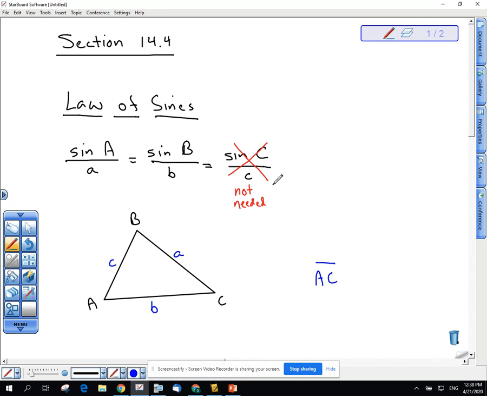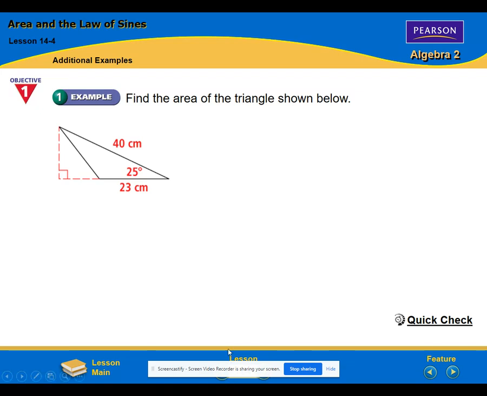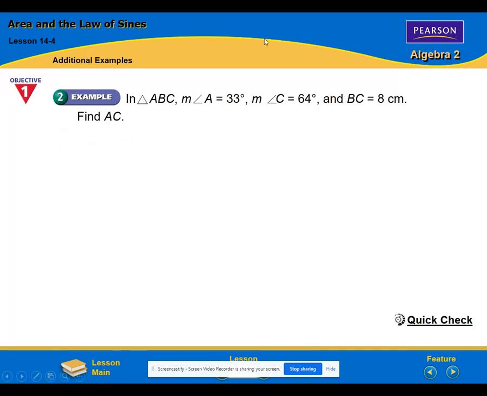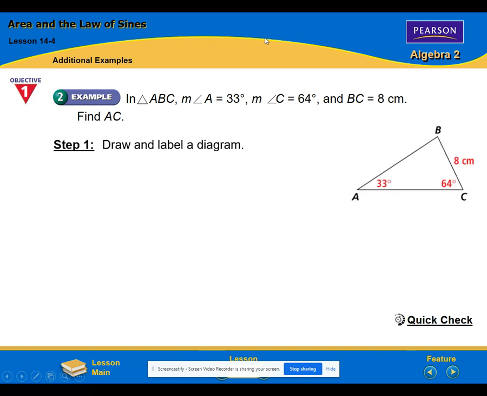Okay, so let's look at a couple of examples. That's the area example. Again, we're not doing that. But here's a law of sines example. If you have to, you draw the triangle. Here's a triangle already drawn and just labeled with the information given. They want us to find the length of AC. Now they call it AC. I'm going to call it lowercase b.